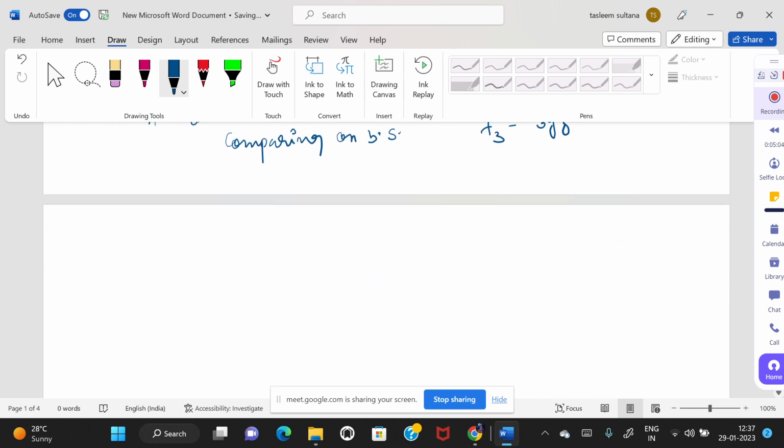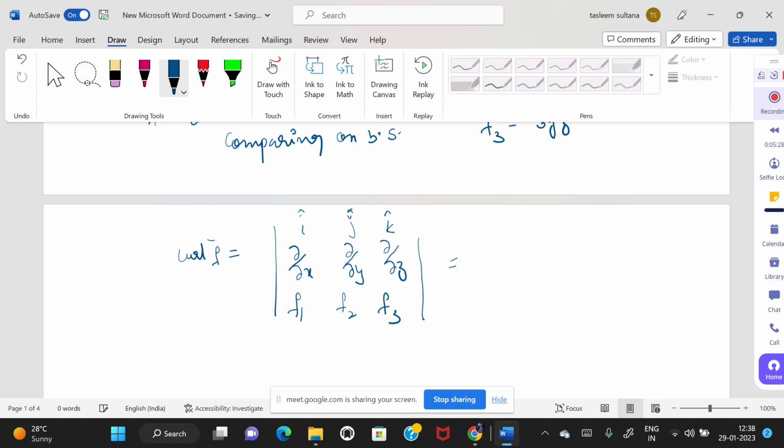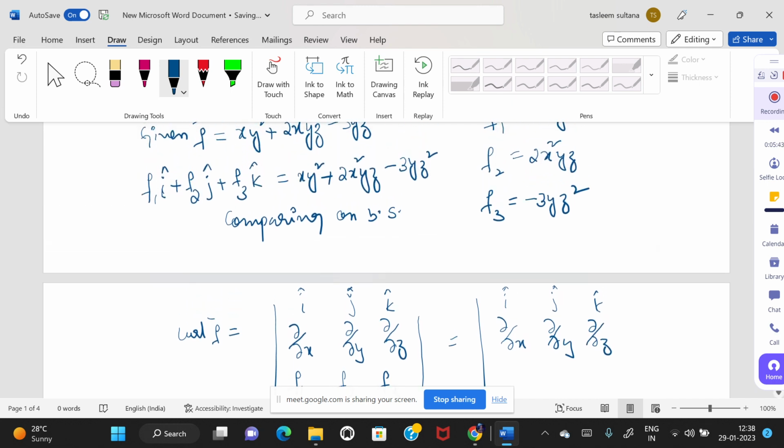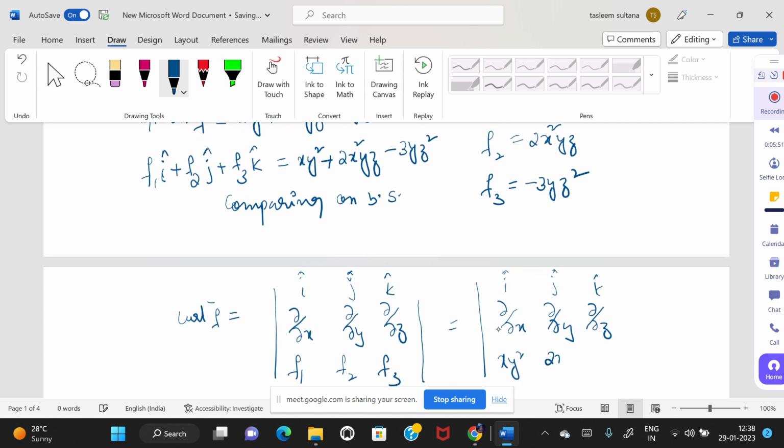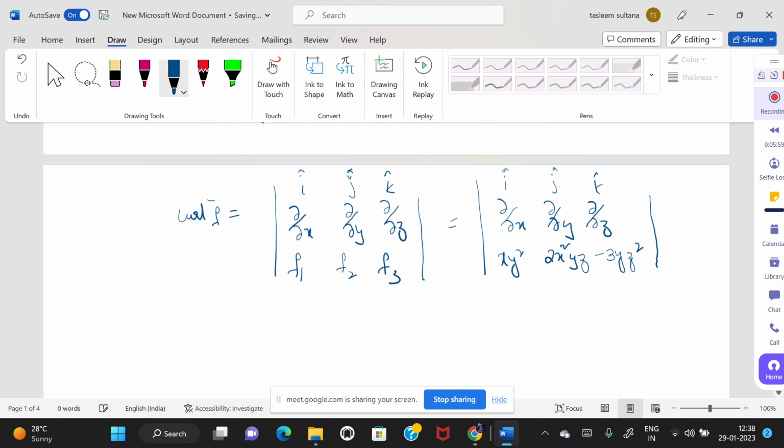Curl F vector equals the determinant with i vector, j vector, k vector, dou by dou x, dou by dou y, dou by dou z, F1, F2, F3, which is equal to i vector, j vector, k vector, dou by dou x, dou by dou y, dou by dou z, then xy square, 2x square yz, minus 3yz square. Now find the determinant of this.